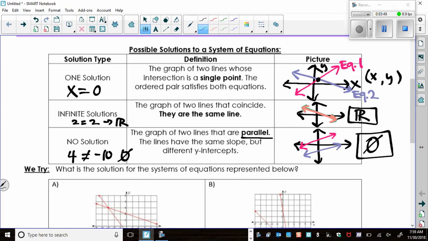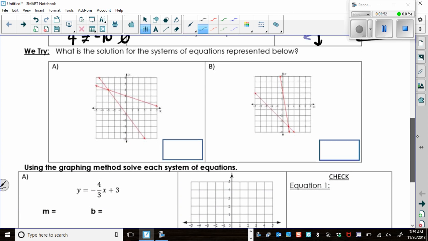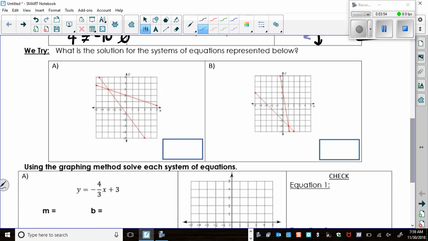All right, so let's look at some of these practice problems. Directions say, what is the solution for the system of equation represented below? Now, you have 2 linear equations that were graphed, and the intersection right here is your solution. So this has one solution. And that solution, I'm going to write down the ordered pair. That is -3, 3. As simple as that.